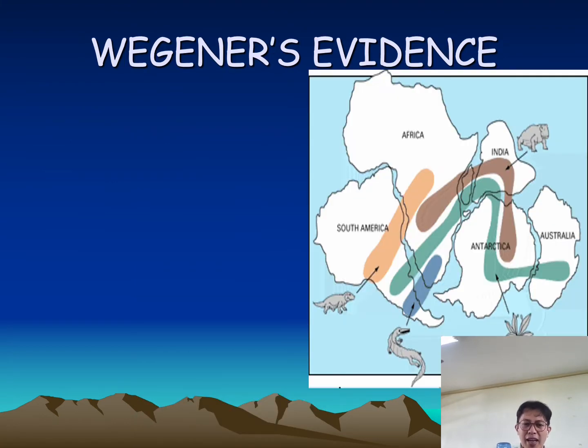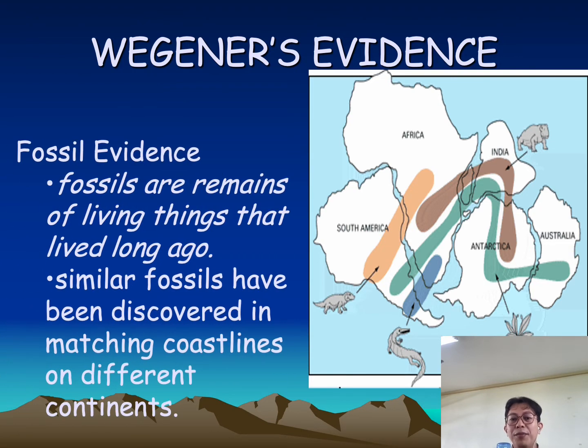And another one is the fossils of plants and animals existing during the time of Pangaea. This is another evidence, the fossil evidence. These fossils are remains of living things that lived long ago. Similar fossils have been discovered in matching coastlines on different continents. Very simple lang. Look at the screen.